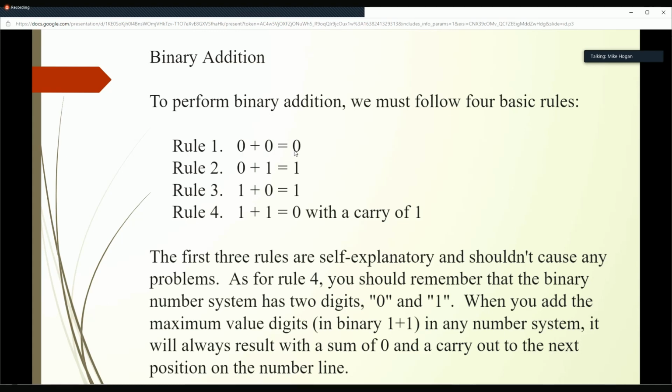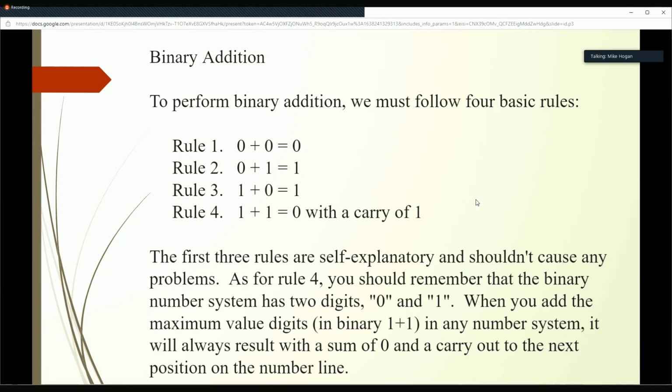A 0 plus 0 is 0. A 0 plus a 1 is a 1. A 1 plus a 0 is a 1. All of this makes sense to us. In rule 4, a 1 plus a 1 is a 0 with a carry of 1. Well, once again, that is the max value. You can't represent a 2, right? And typically we would say a 1 plus a 1 is a 2. You can't represent that in one weighted column. And so it's going to be a 0 with a carry of 1. And we're going to take that 1 to the next weighted column.